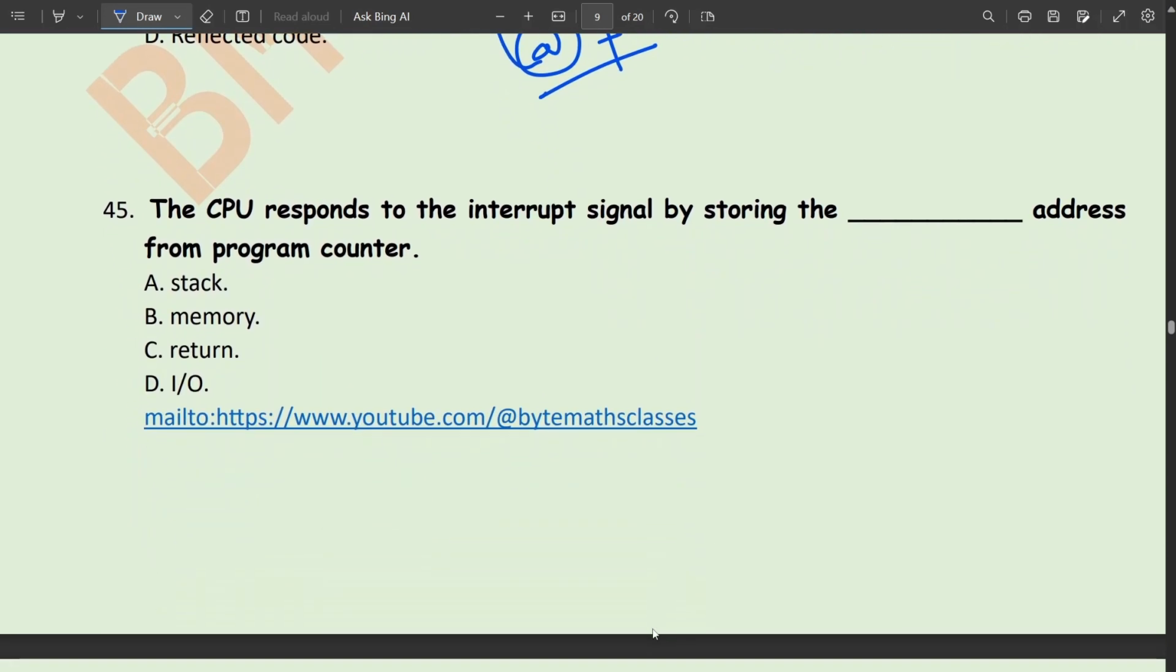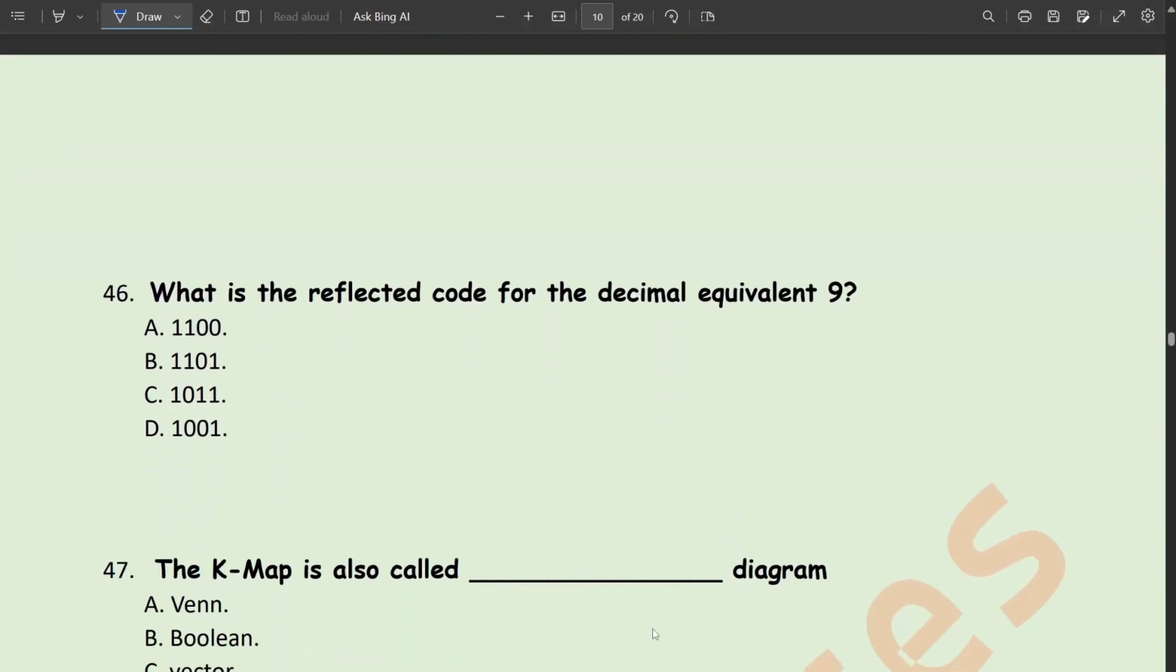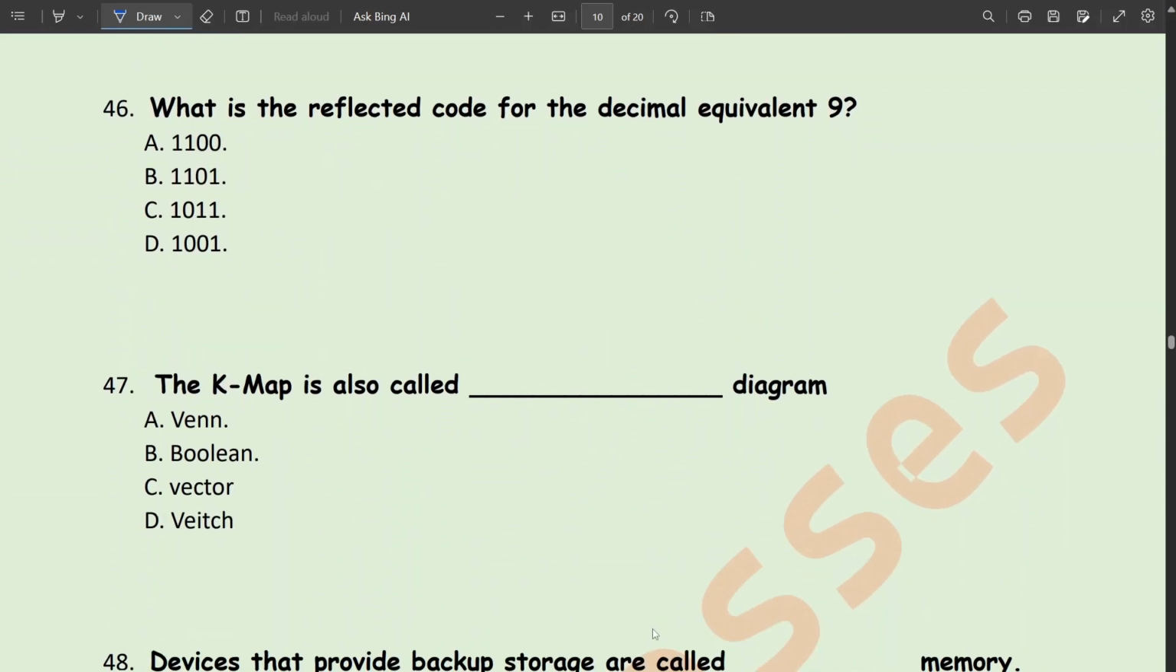Next, the CPU responds to the interrupt signal by storing the address from program counter. Your answer will be option number C, return. Storing the return address. Next, what is the reflected code for the decimal equivalent 9? Reflected code for the decimal equivalent 9. So the answer will be equivalent to 9. The option number D is correct.